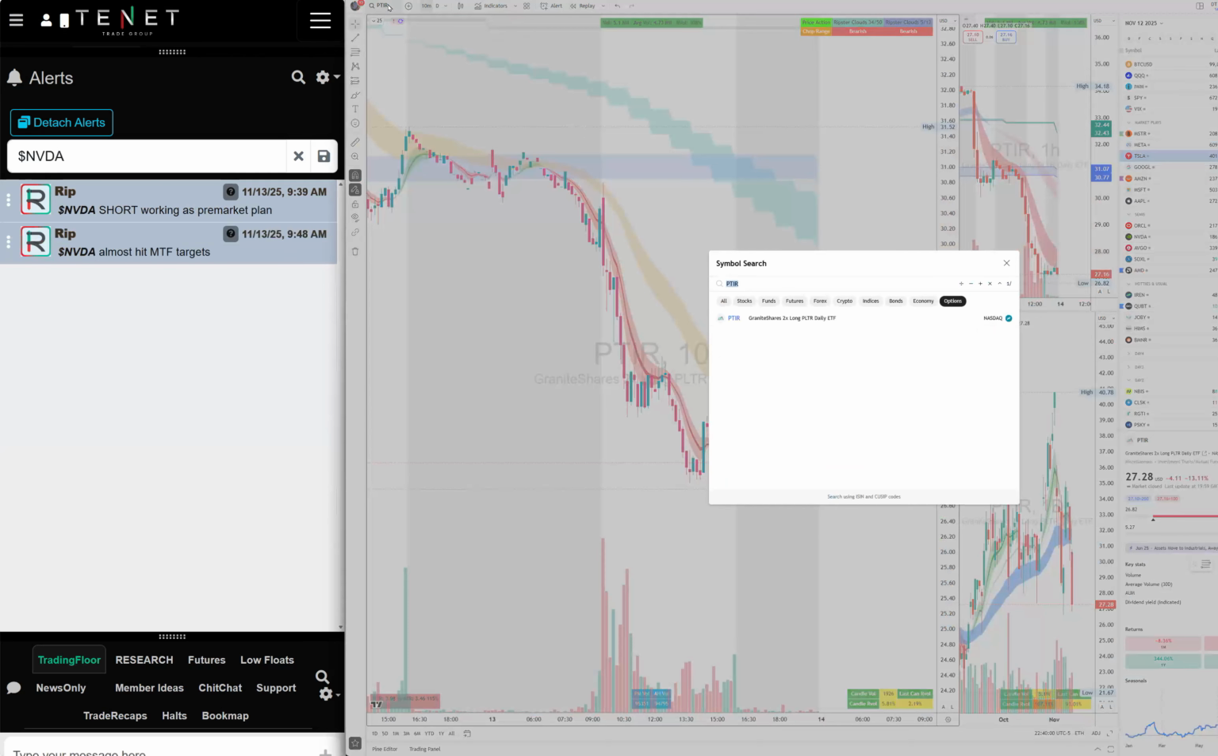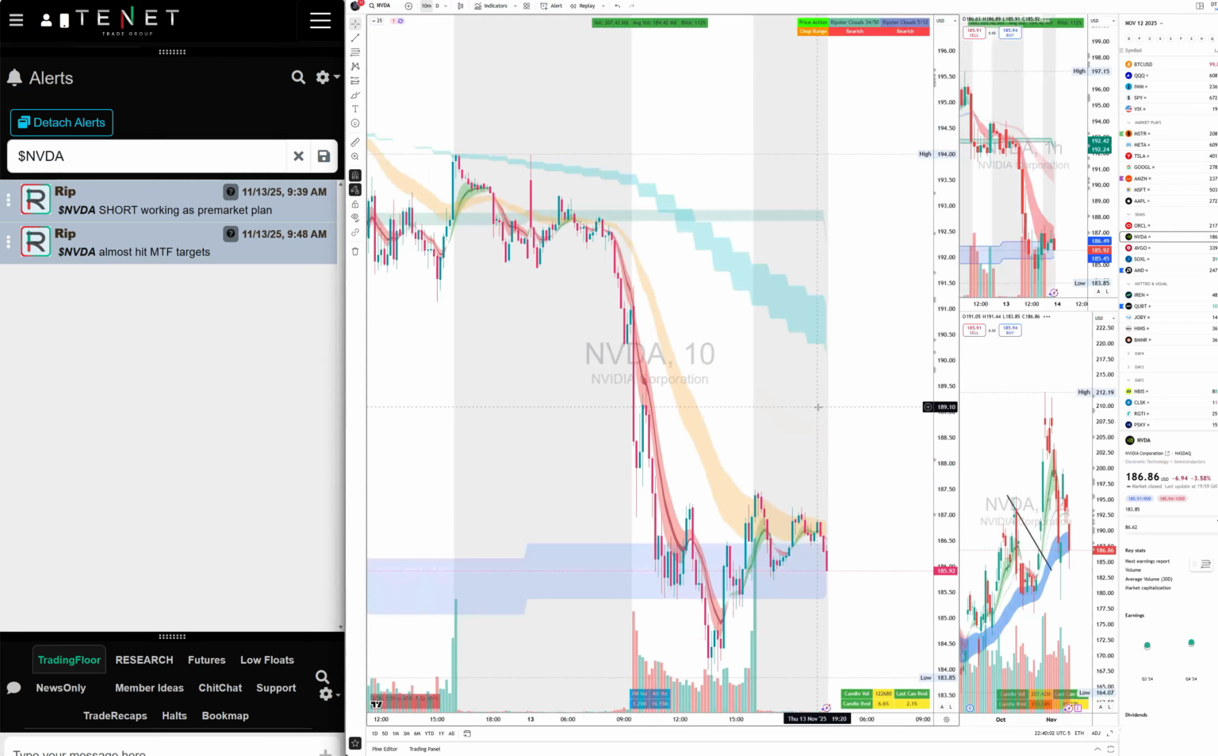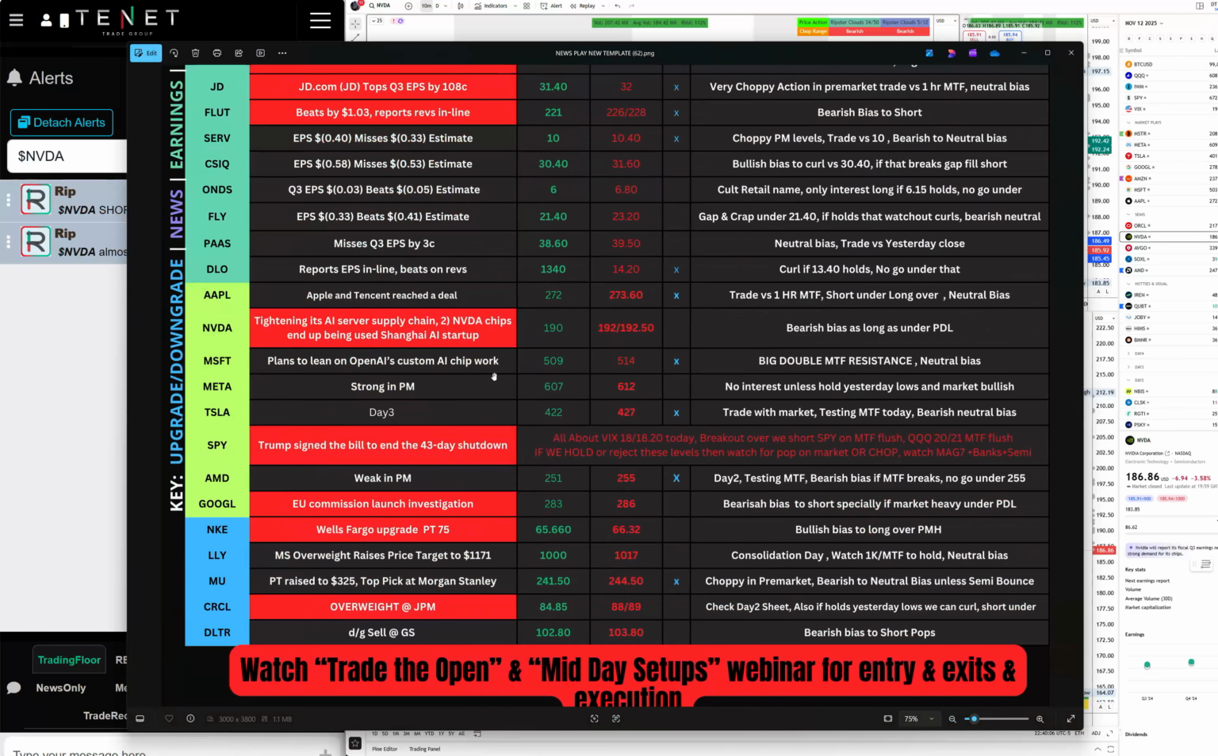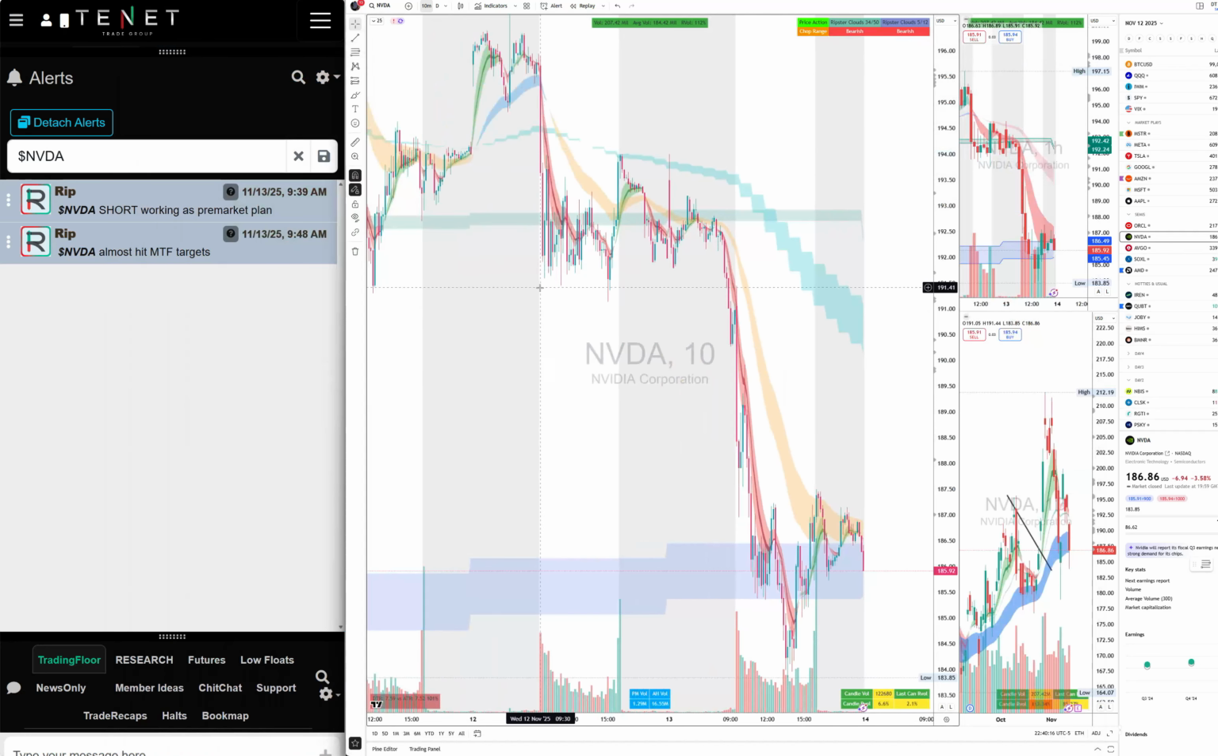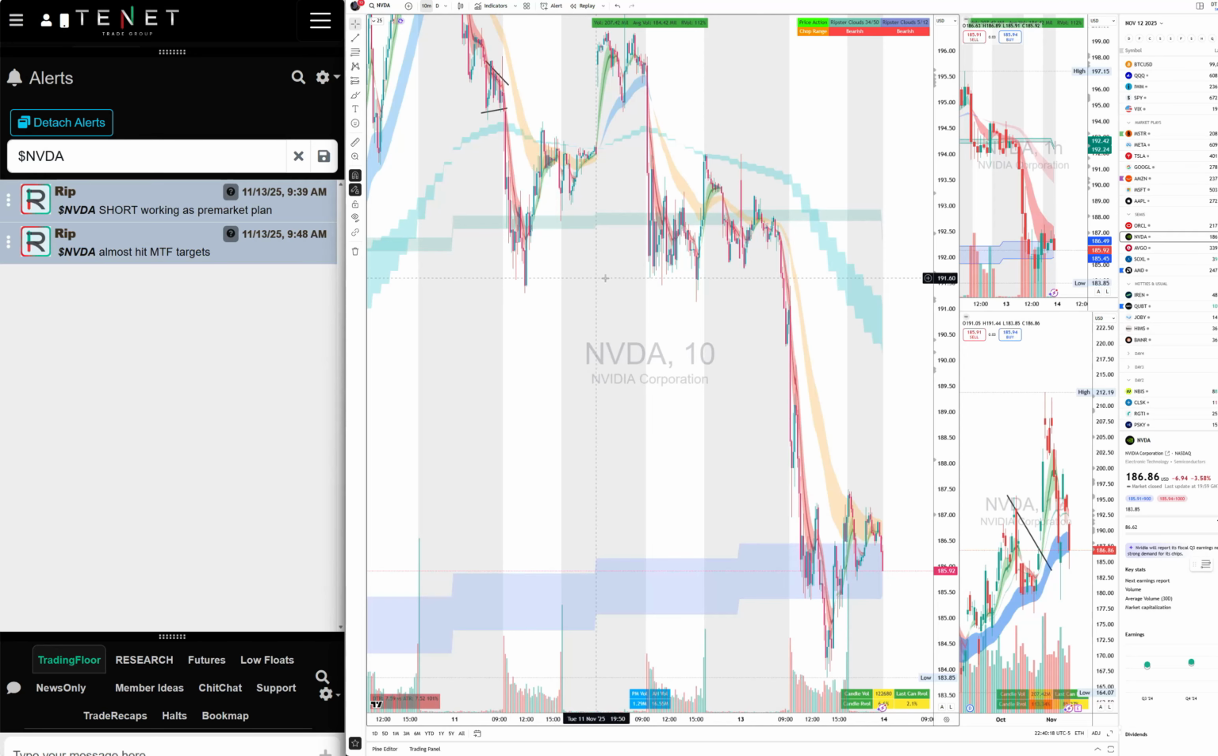Just want to quickly look at NVIDIA. NVIDIA was also on our plan because the market is heavy, so NVIDIA is going to be sold off first. NVIDIA had some news in the pre-market and we had a bearish bias as long as it's under the previous day lows. Same thing, as long as it's under the previous day lows, staying bearish. It's under the previous day low, that's your risk to short.